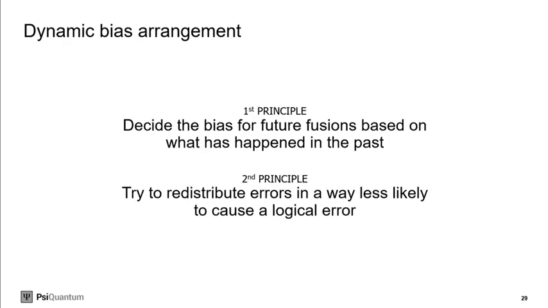However, how can we resolve the situation? That's when we introduce dynamic bias arrangement. Rather than predetermining what has happened, the idea behind dynamic bias arrangement is that we try to decide the bias for future fusions based on what has happened in the past. That's the basic idea. And the second principle is that we try to redistribute errors in a way which is less likely to cause a logical error.